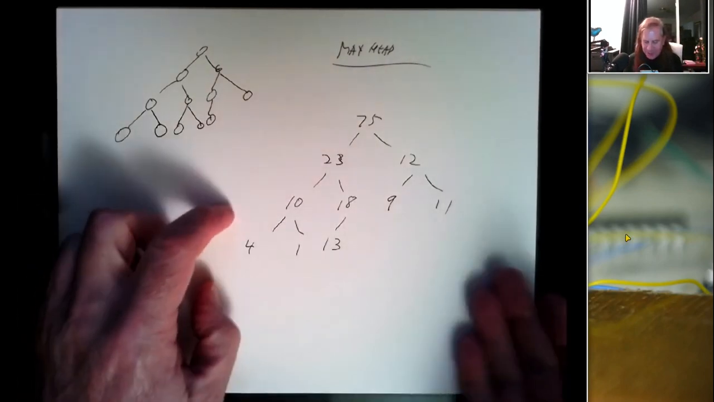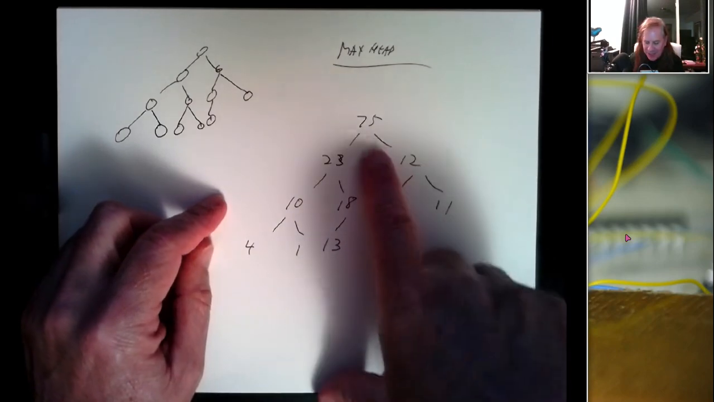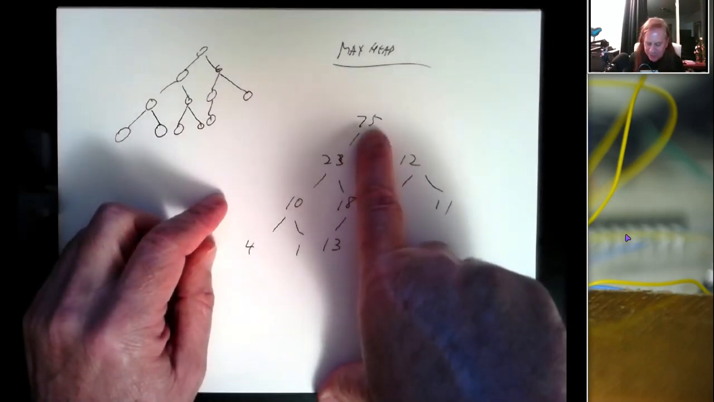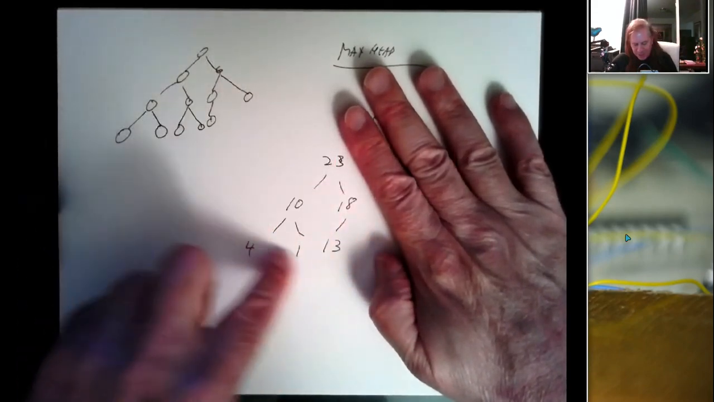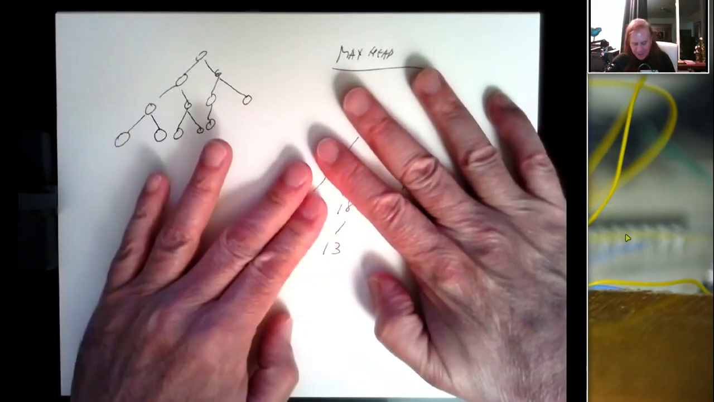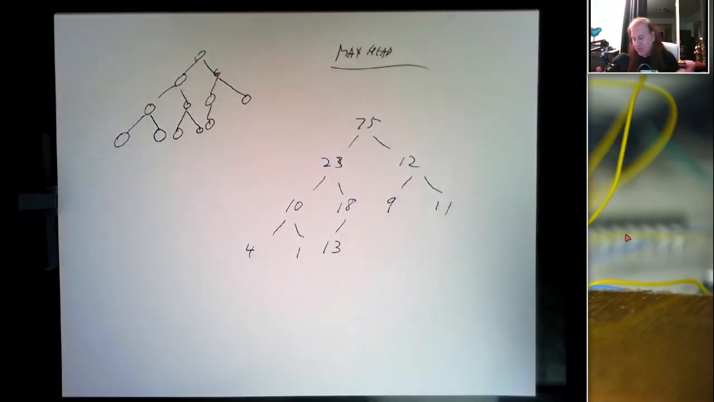So it's got the shape of a heap. Every level's full except the bottom, and the bottom's filled in from left to right. And if I look at any node, 75 should be bigger than all of these other nodes. 23 should be bigger than all of these. 18 bigger than 13. 10 bigger than 4 and 1. 12 bigger than 9 and 11. It's a max heap, right?